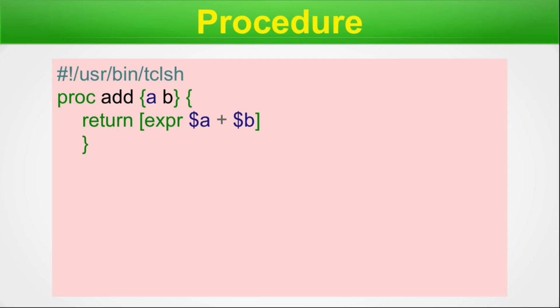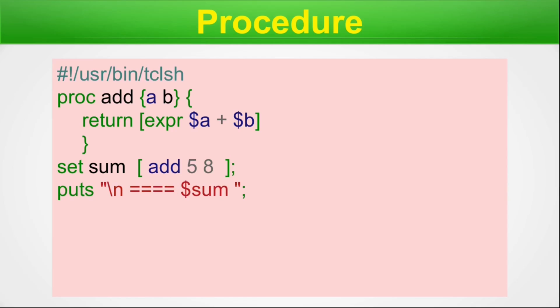But in real time, in VLSI, the procedures may have scalars, may have lists or some other type of data structure. And now how we use it. This is the most important part. So you set sum, and within the square bracket, we use add, the procedure that we have defined just now, with the 2 arguments 5 and 8. So we will be adding 5 and 8. And then we echo the value, or print the value, $sum. Okay, so this way you will be using the procedures.